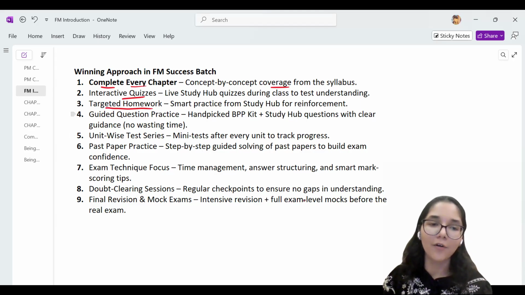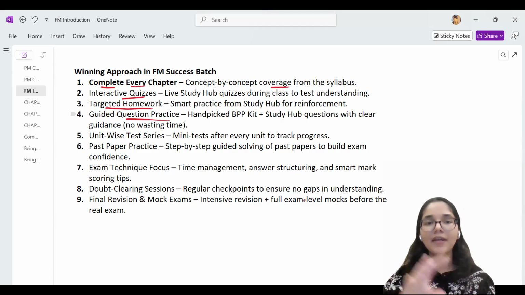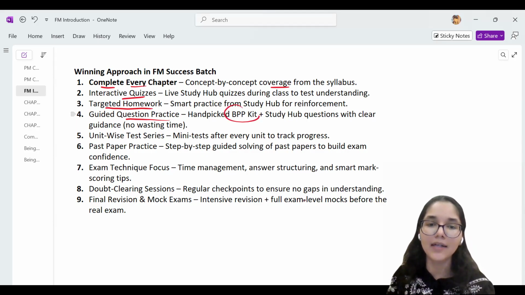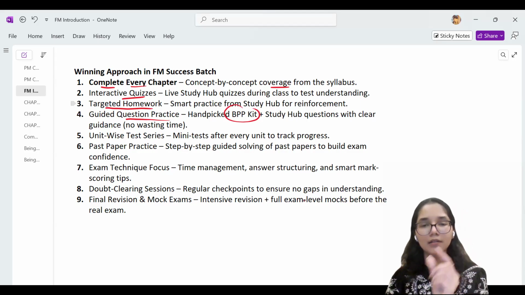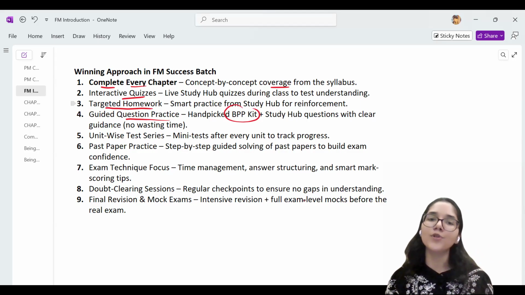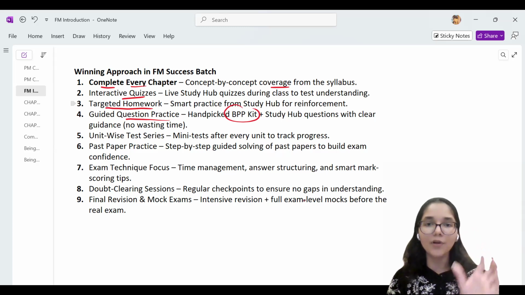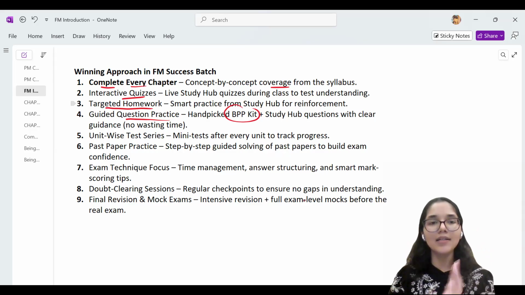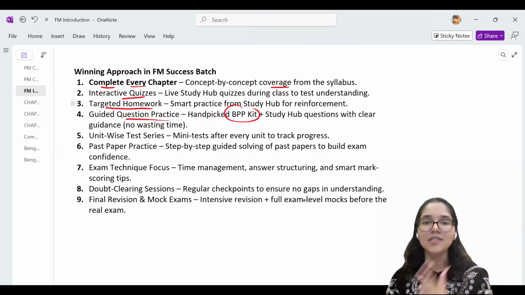Then you are going to go through a guided question practice. So that means as soon as we are done with the syllabus, I will let you know what question numbers you can practice from the BPP kit so that you do not end up wasting your time. As and when we are completing portions of the syllabus, I will let you know that this question number till this question number are the questions you can practice based on the concepts that we have covered till now, so that your practice goes hand in hand along with the concept coverage.